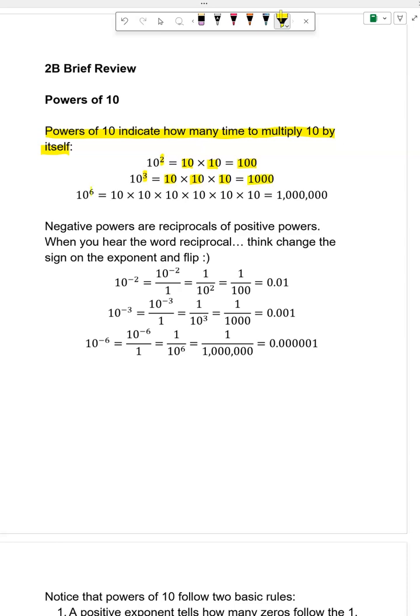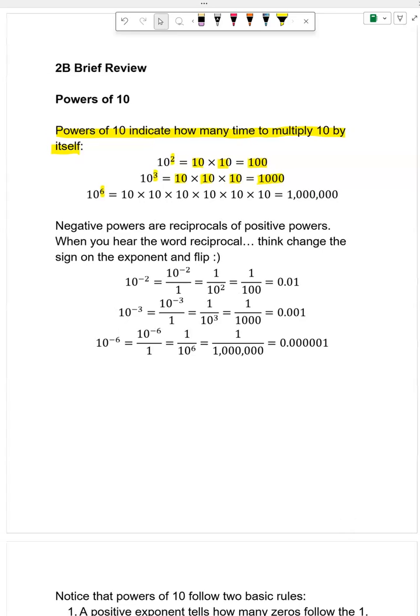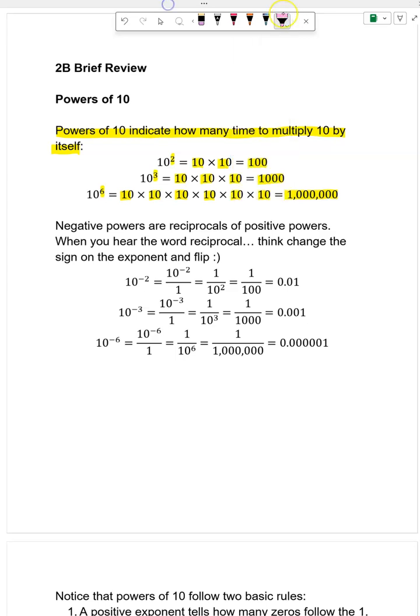And if we have 10 to the sixth power, well, we're going to multiply 10 by itself 6 times. So we have 10 times 10 times 10 times 10 times 10 times 10, which is 1 million. Okay? Now, let's talk about negative powers.